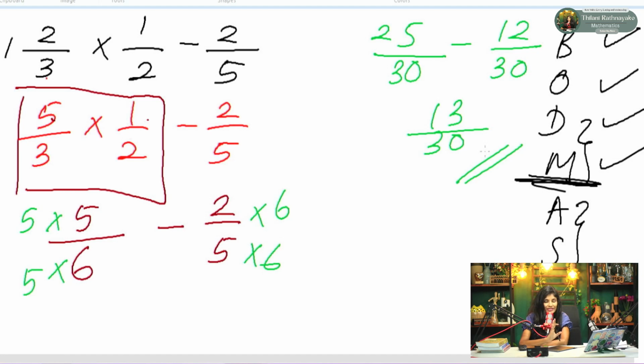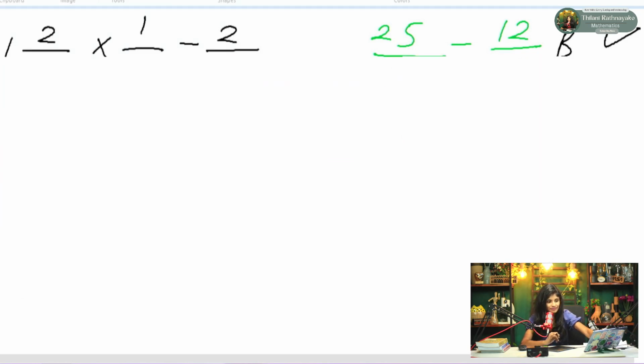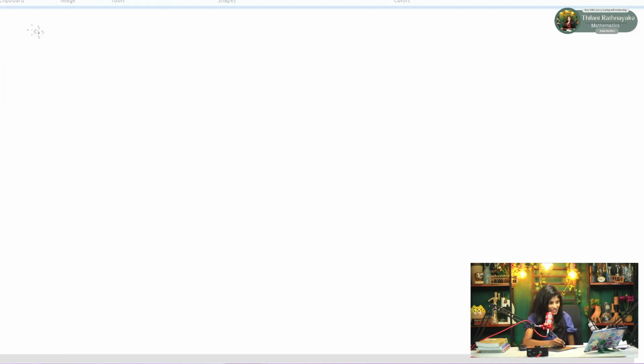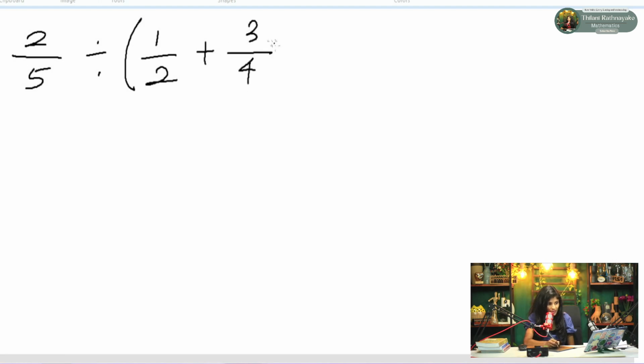Here the first thing I have done is converting the mixed number into an improper fraction. Then I did the multiplication and finally I did the subtraction and took the answer. So the next question is 2 over 5 divided by, within brackets, half plus 3 over 4. Can you remember the BODMAS rule? First, what we have to do? Yes, you have to simplify the brackets first.